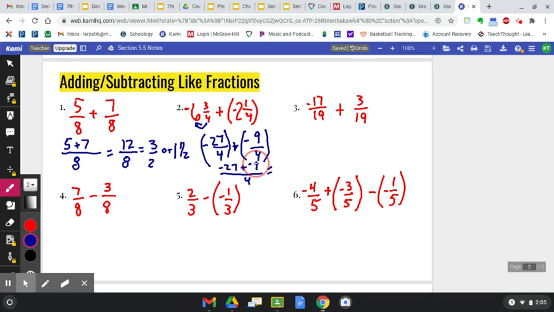Now this goes back to when we learned our integer rules. So I have the same sign with addition, right? Meaning both of them are negative. So I can add these values together. 27 plus 9 is 36, right? And they're both negative, so that would be -36 over 4. And I know that that is equal to -9.